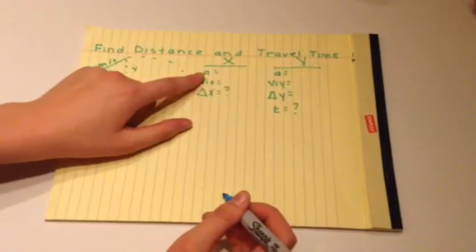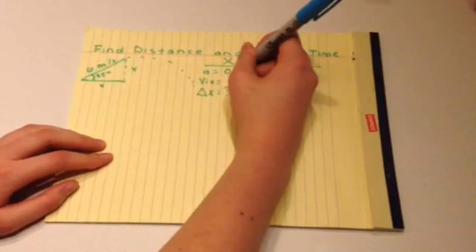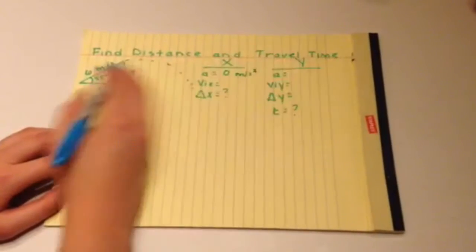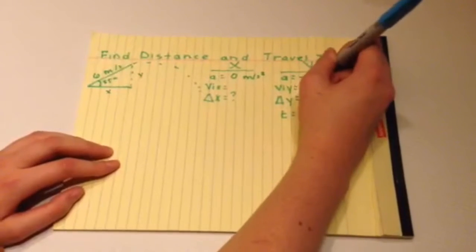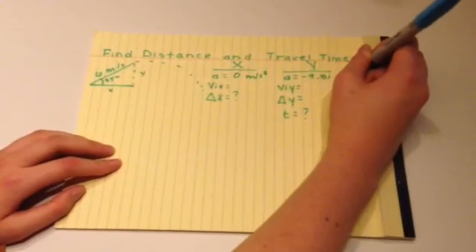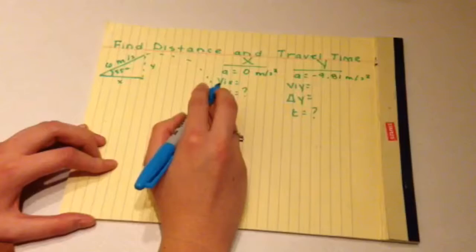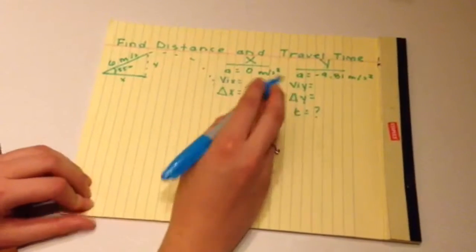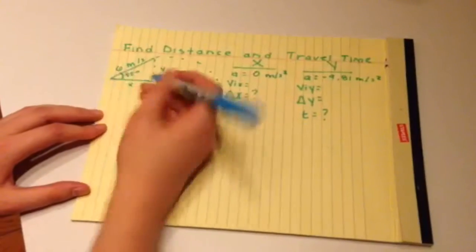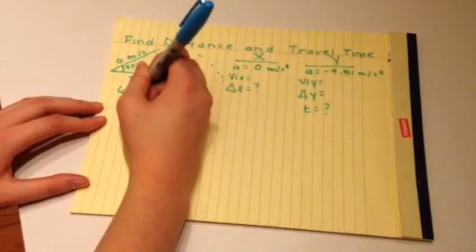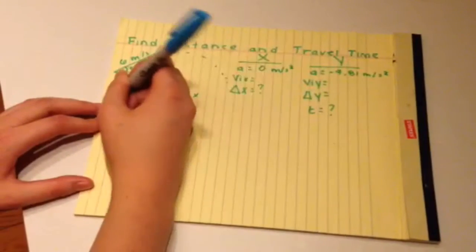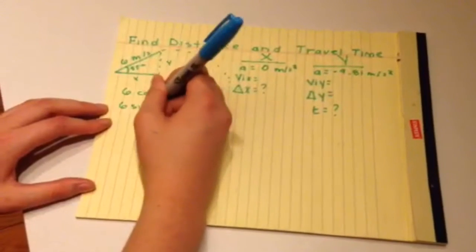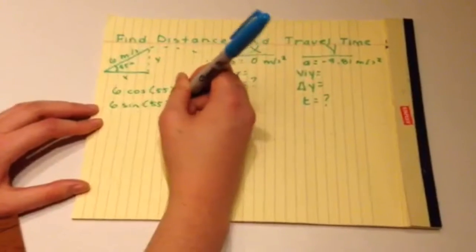For x, acceleration is always 0 meters per second squared because it's constant the whole way, while for y, it's negative 9.81 meters per second squared because of gravity. For the initial velocities, we're going to need to use what we have here. So we take 6 cosine of 55 for the x component and 6 sine of 55 for the y.